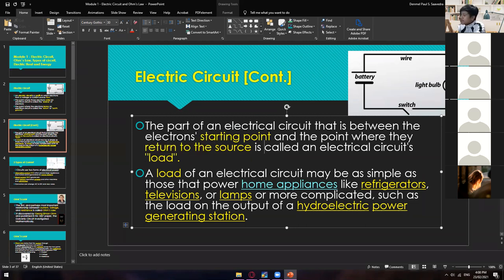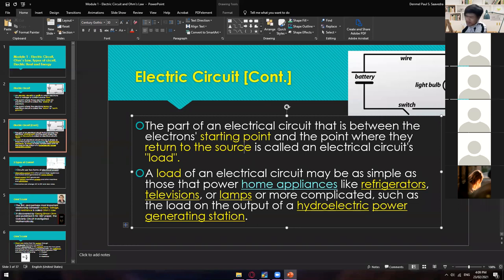As you can see right here, the point where it enters our load, we call the starting point. This is where the electrons start working. The wire is just a path for our electrons to walk, like a road or a street. But once it crosses a certain component, say a light bulb, from that point we call it the starting point. And as it leaves this load, we call it the return to the source point of your battery. So again, we call this light bulb your load.